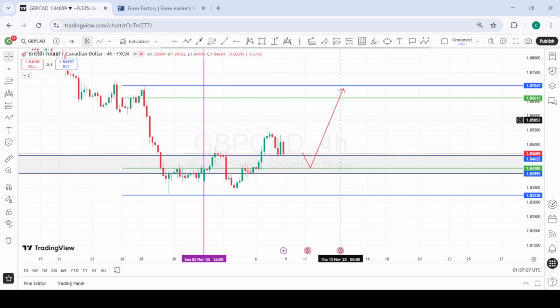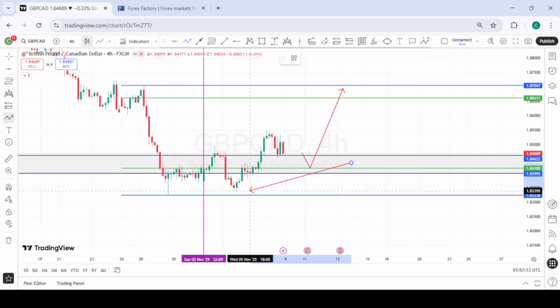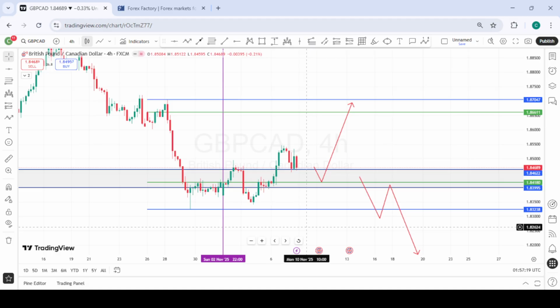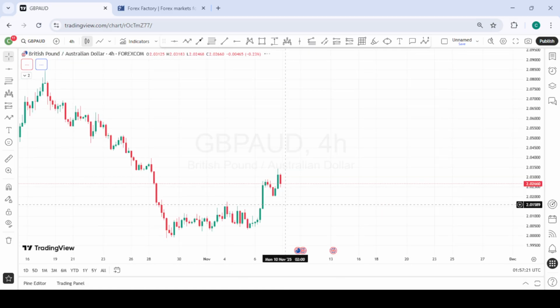So let's look out for these buys, and this can only change or shift or be violated if price breaks these two lows and comes for a pullback and then takes us to the downside. And so we are going to be very bullish on GBPCAD for the coming week.